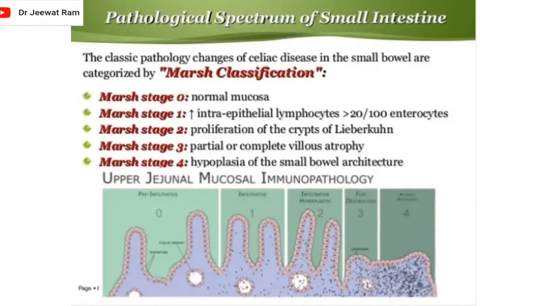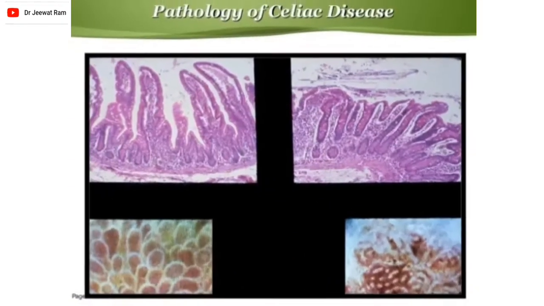Pathological spectrum of the small intestine. The classic pathology changes of celiac disease in the small bowel are categorized by the Marsh classification. Marsh stage 0: normal mucosa. Marsh stage 1: intraepithelial lymphocytes greater than 20 per 100 enterocytes. Marsh stage 2: proliferation of the crypts of Lieberkühn. Marsh stage 3: partial or complete villus atrophy. Marsh stage 4: hypoplasia of the small bowel architecture.